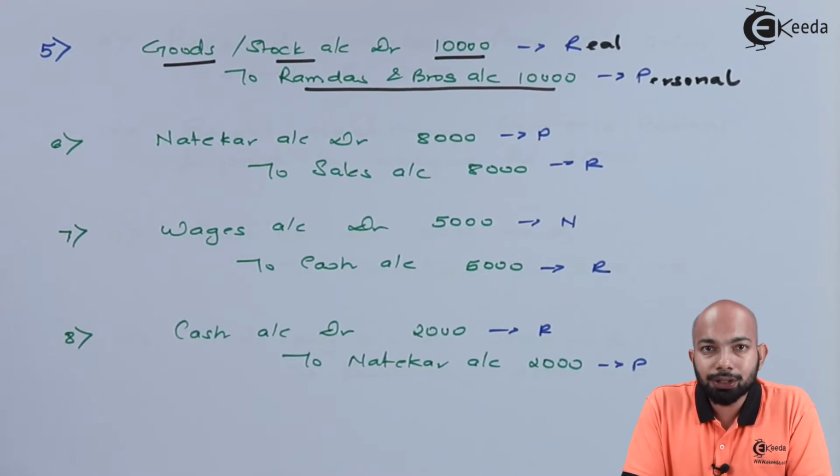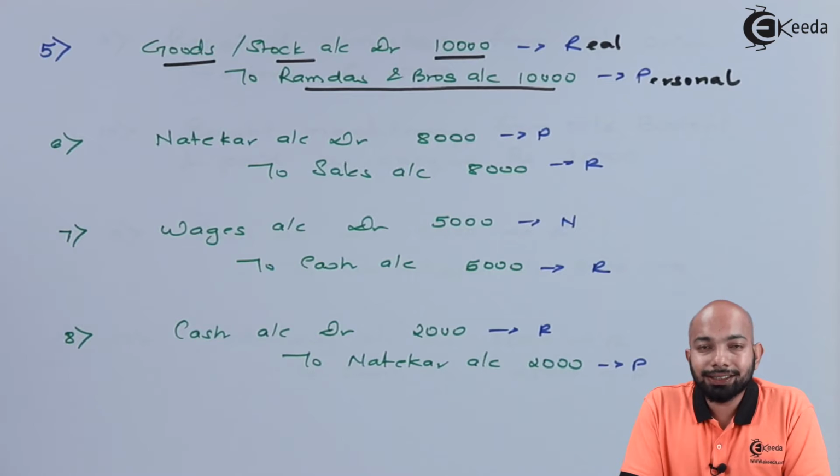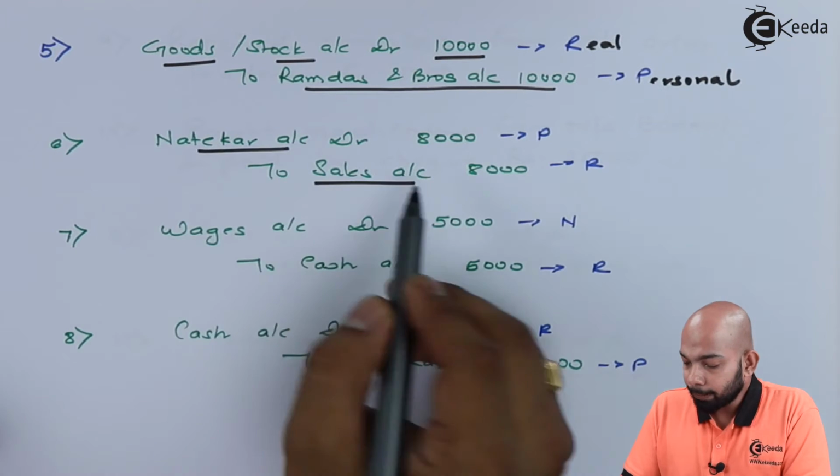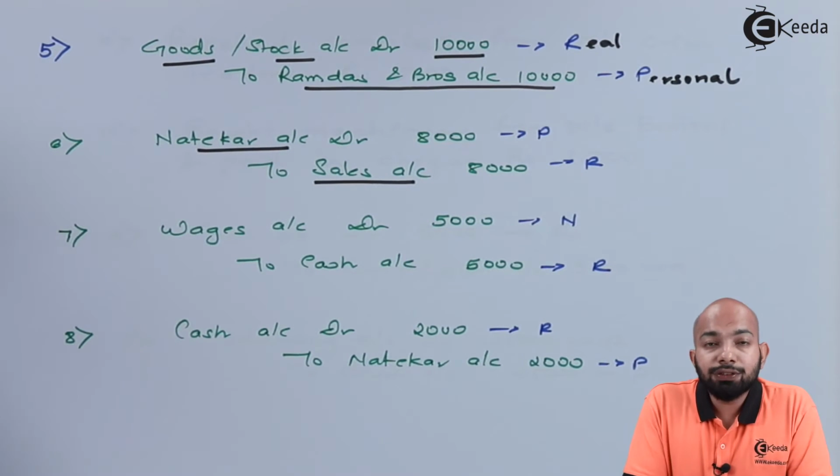So we have real and personal account here. Let's go on to the sixth transaction and figure out whether you are correct or whether I am correct. Let's find out the next transaction. Now we have sold goods to Mr. Natikar on credit, rupees 8,000. 8,000 credit sales to Mr. Natikar. Now this is a sales for you.